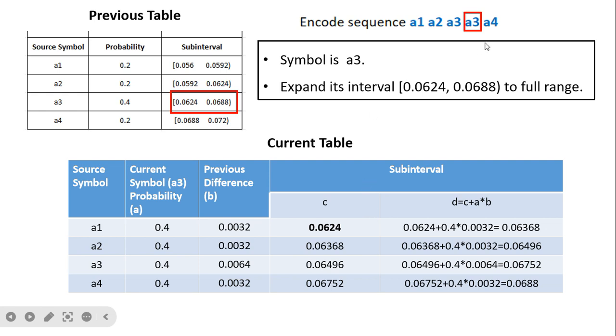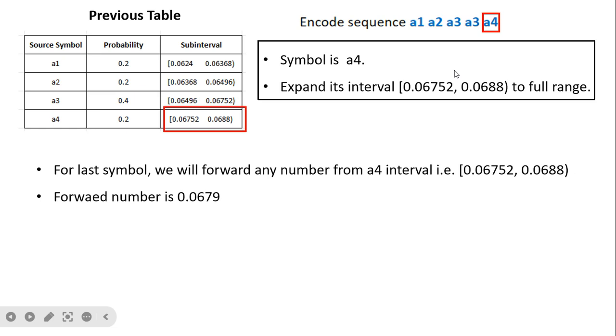Now our last remaining symbol is A4. For A4 we are not expanding, but if expansion took place it would be between this interval. We can send any number between this interval, and only that single number is sent to the receiver side. So for the last symbol we forward any number from the A4 interval, 0.06752 to 0.0688, to the receiver, and for example here we forward the number 0.0679. Only a single number is forwarded, but as our message length increases, the precision also increases.